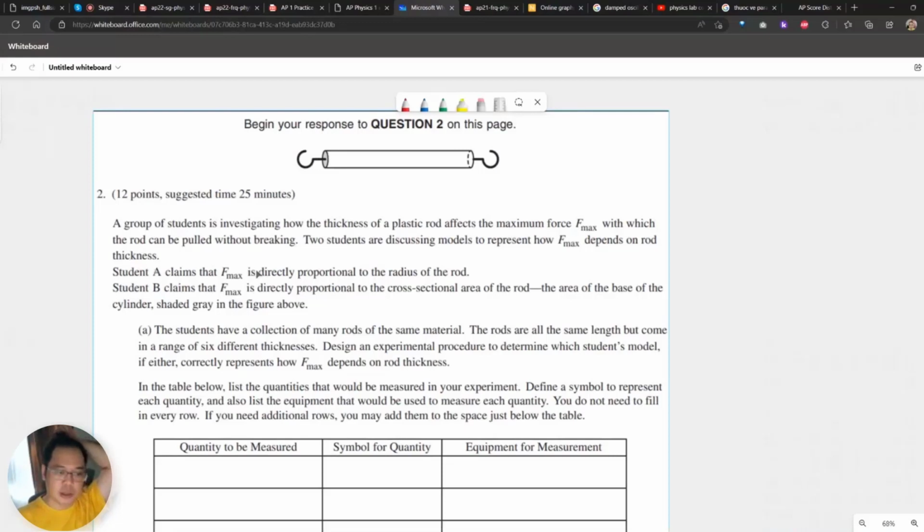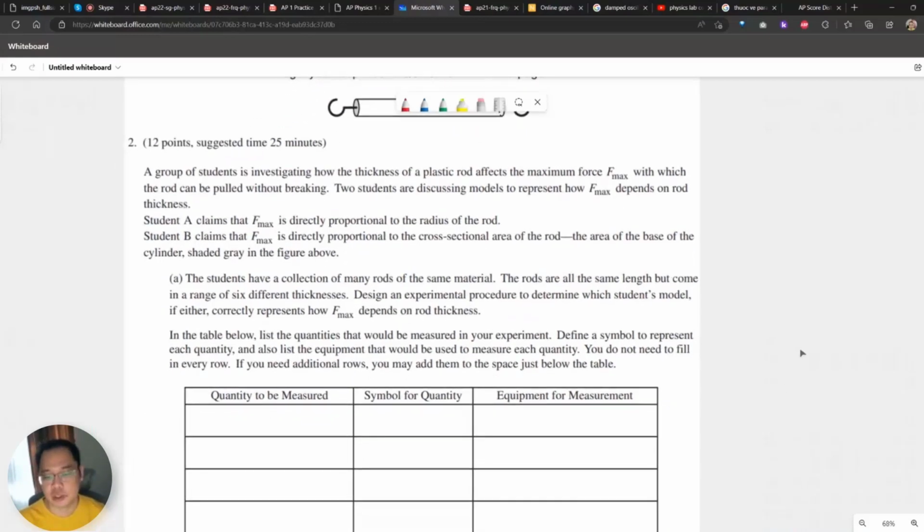Student A claims that the force is directly proportional to the radius of the rod, and another student claims that the maximum force is directly proportional to the cross-sectional area of the rod. The area of the base of the cylinder is shaded in gray in the figure above. The students have a collection of many rods of the same material. The rods all have the same length, but come in six different thicknesses.